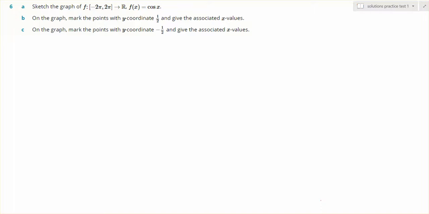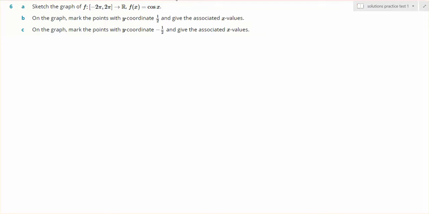This is for Year 11 Methods. We're going to look at question number 6. We're asked to sketch the graph of cos x between negative 2 pi and 2 pi. On the graph, we're asked to mark the points where the y-coordinate is a half and negative a half. So first of all, let's draw the graph.